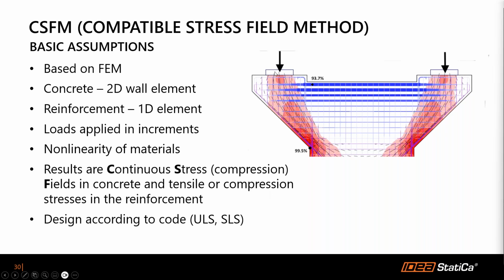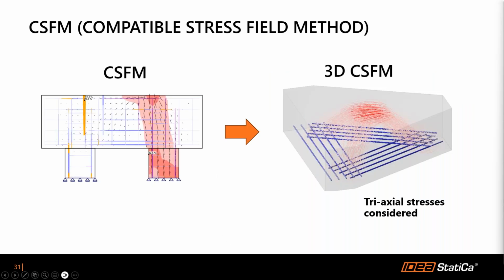As you can see in this picture, there's a nice demonstration of the compression fields in this pier cap. The black lines represent the direction of the principal stresses, and blue represents the tension, and you can see that you can only find it in the reinforcement. And with the 2D CSFM, you can cover both ULS and SLS.